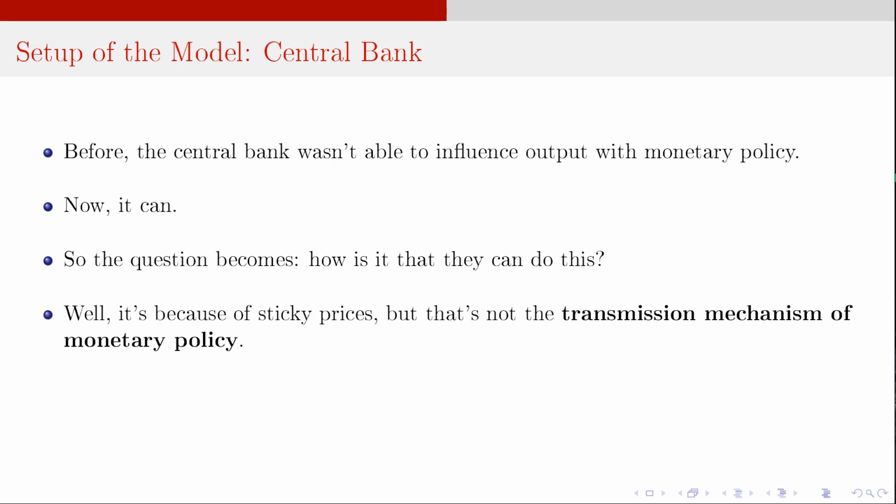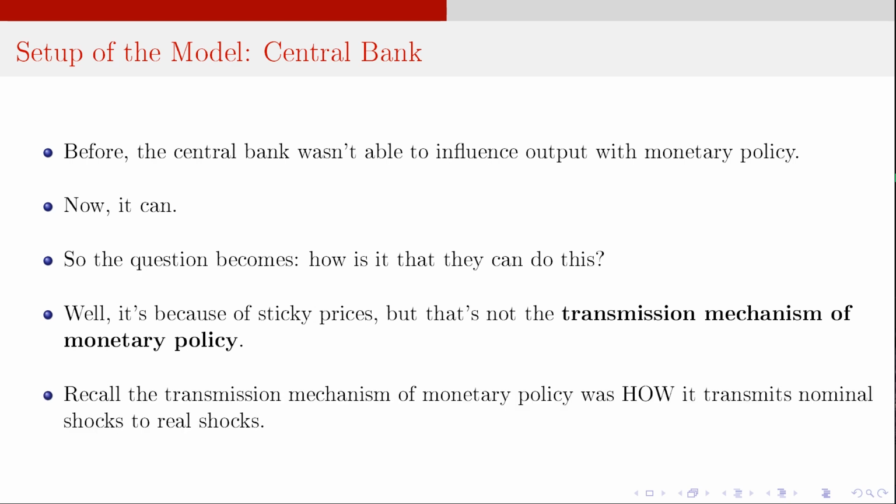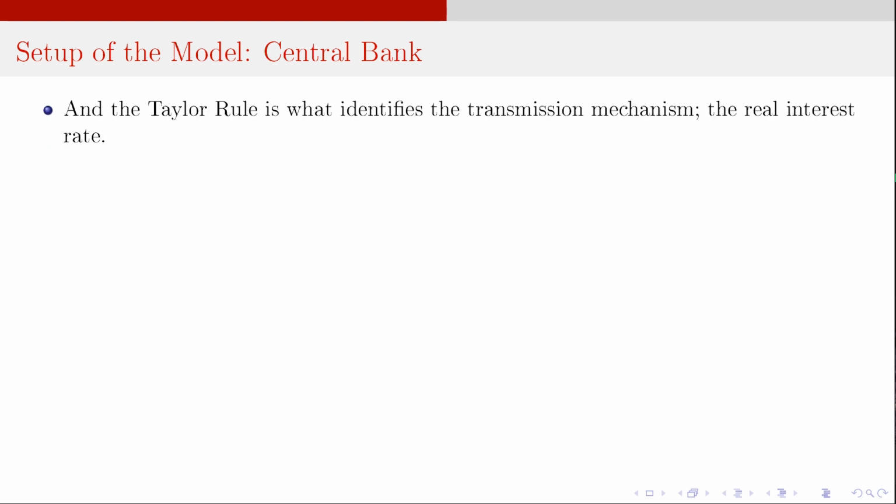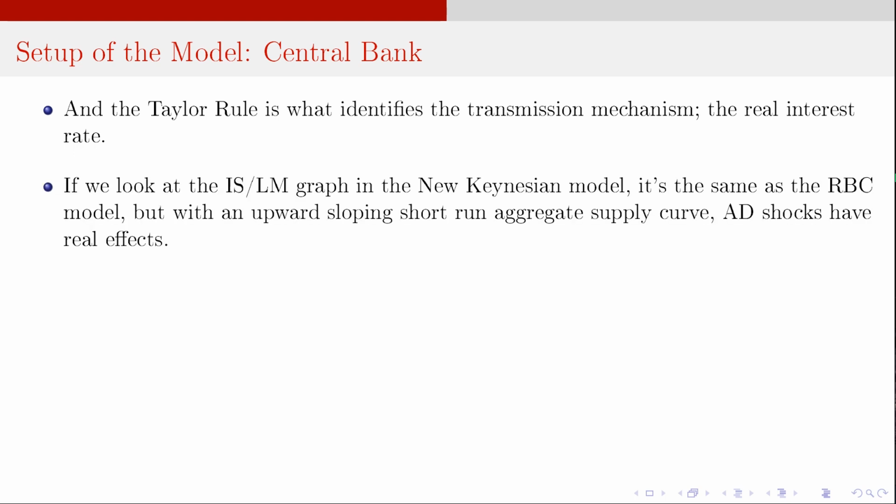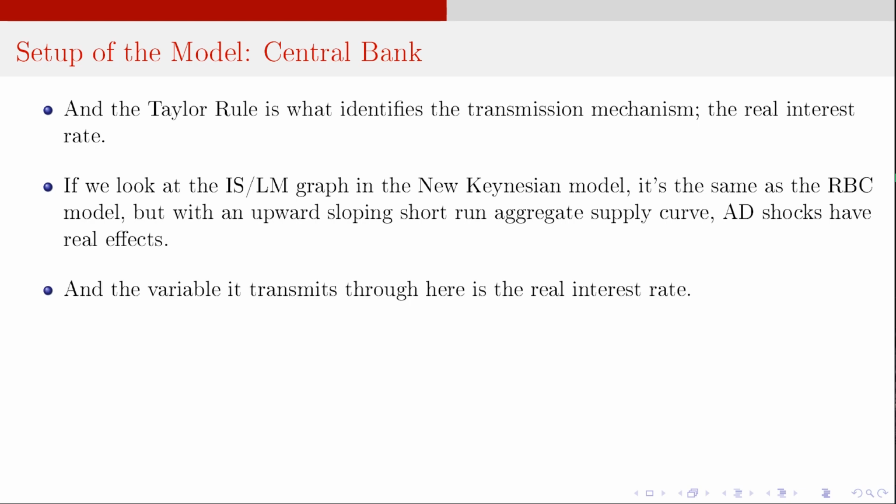Well, it's because of sticky prices, but that's not the transmission mechanism of monetary policy. A transmission mechanism of monetary policy is how it transmits a nominal monetary policy shock into a real shock where output is responding. Now, the Taylor rule is what identifies this transmission mechanism, and it identifies it as the real interest rate. So if you look at the ISLM graph in the New Keynesian model, it's the same as what we have in the real business cycle model, but with an upward sloping short-run aggregate supply curve. Aggregate demand shocks have real effects.